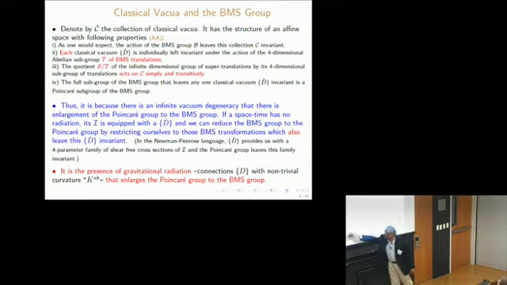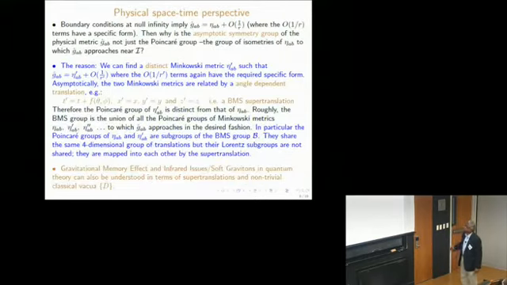In the Newman-Penrose language that maybe you are familiar with, each of these D naught provides us with a four-parameter family of shear-free cross sections on Scri, and the Poincare group, which leaves this D naught invariant, maps these cross sections into each other, and that is how the Poincare reduction takes place. In the presence of gravitational radiation, as I already said, the connection is D with non-trivial curvature. It is this that enlarges the Poincare group to the BMS group.